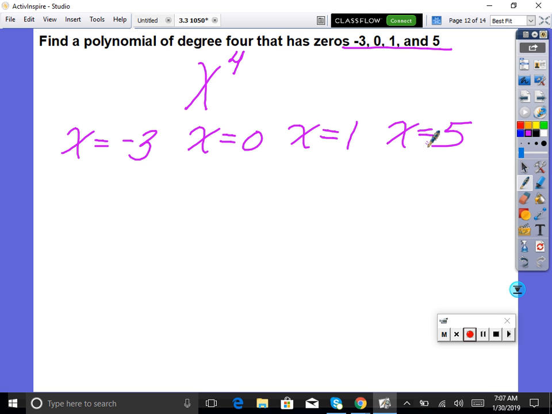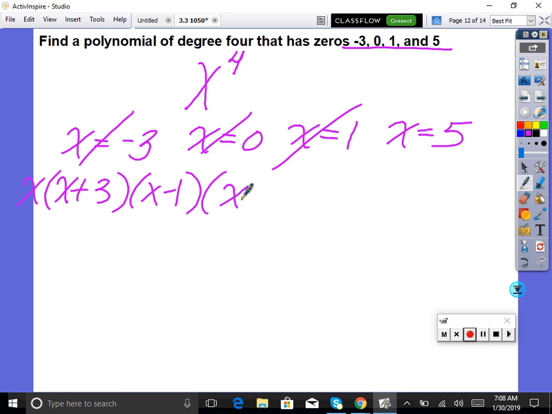So now we need to work backwards. It wants to know what's the polynomial that would generate those answers. Well, if x equals negative 3 is a solution, isn't x plus 3 a linear factor? And isn't x equals 0, so we would just have an x, true? And we would have an x minus 1 as a linear factor, wouldn't we? And x minus 5. Now everybody listen, it wants it in standard form. So this is always how you multiply out 1, 2, 3, 4 pieces. Multiply 2 together, multiply 2 together, and then multiply those together.